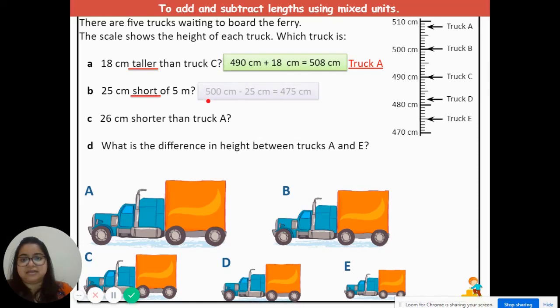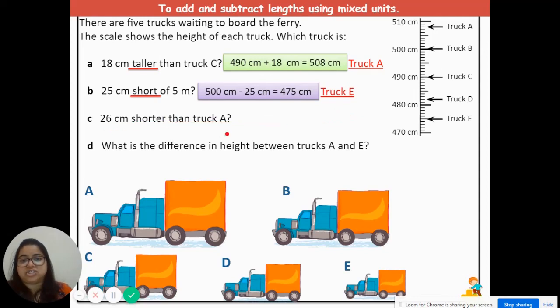So let's subtract. 500 centimeters minus 25 centimeters is equal to 475 centimeters. So let's check which one is 475 centimeters. Here it is 470, 471, 472, 473, 474, 475. So truck E is the answer.